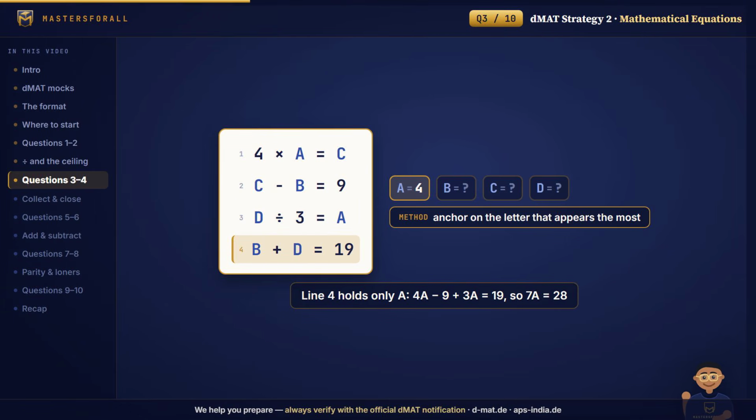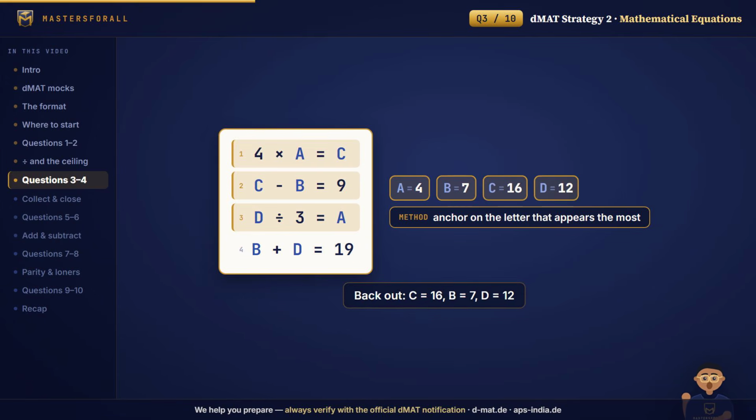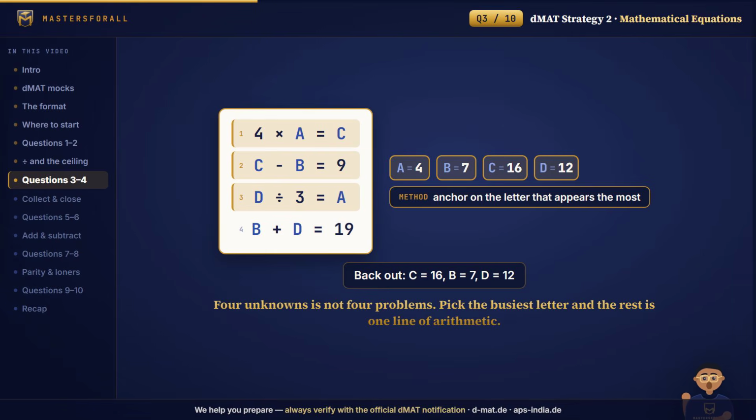4A minus 9 plus 3A equals 19. Collect it. 7A minus 9 equals 19. 7A is 28, so A is 4. Back out. C is 16, B is 7, D is 12. 4 letters is not 4 problems. Pick the busiest letter and the rest is one line of arithmetic.